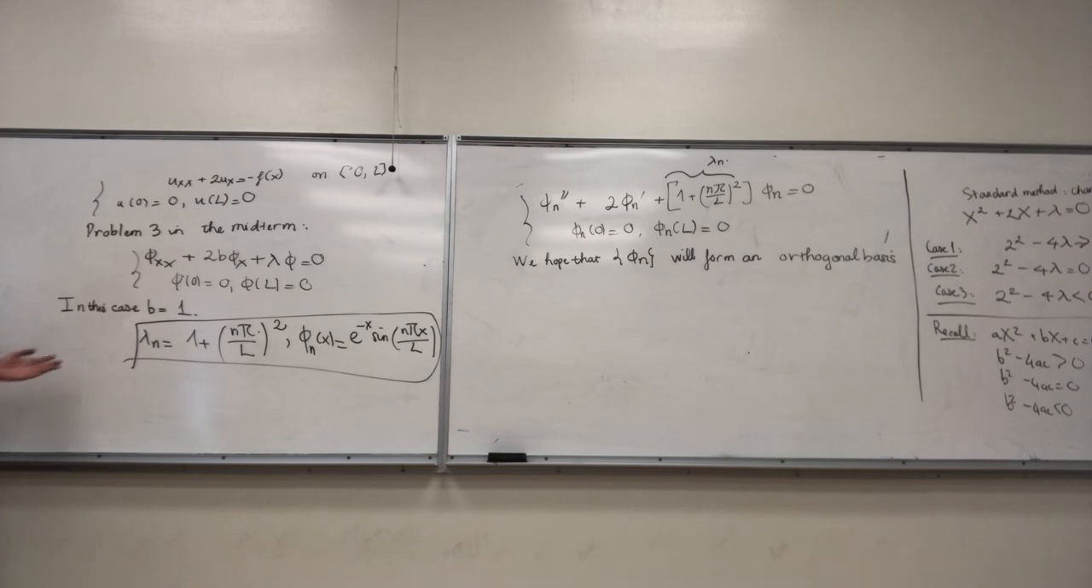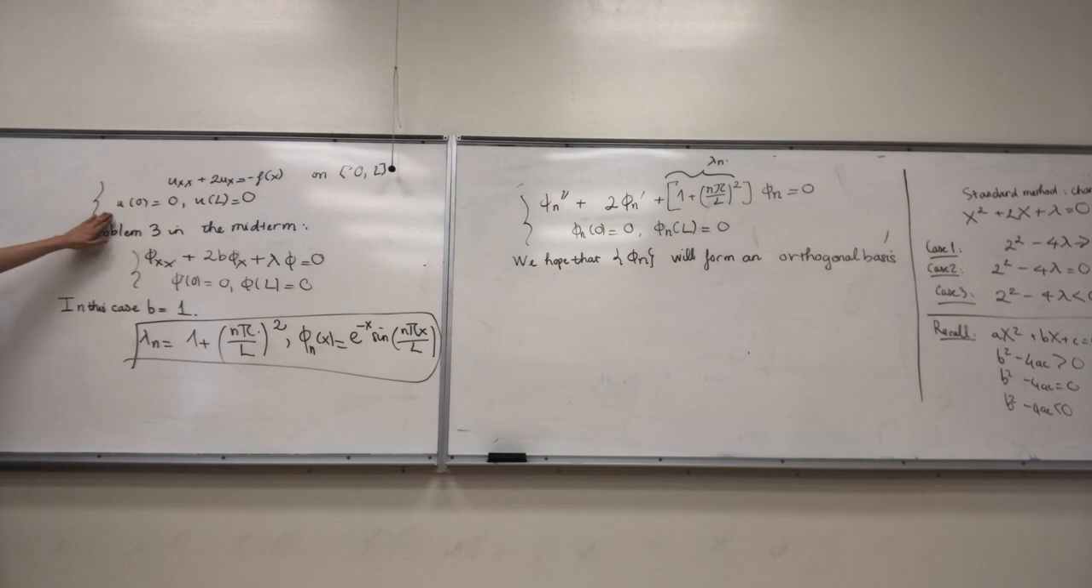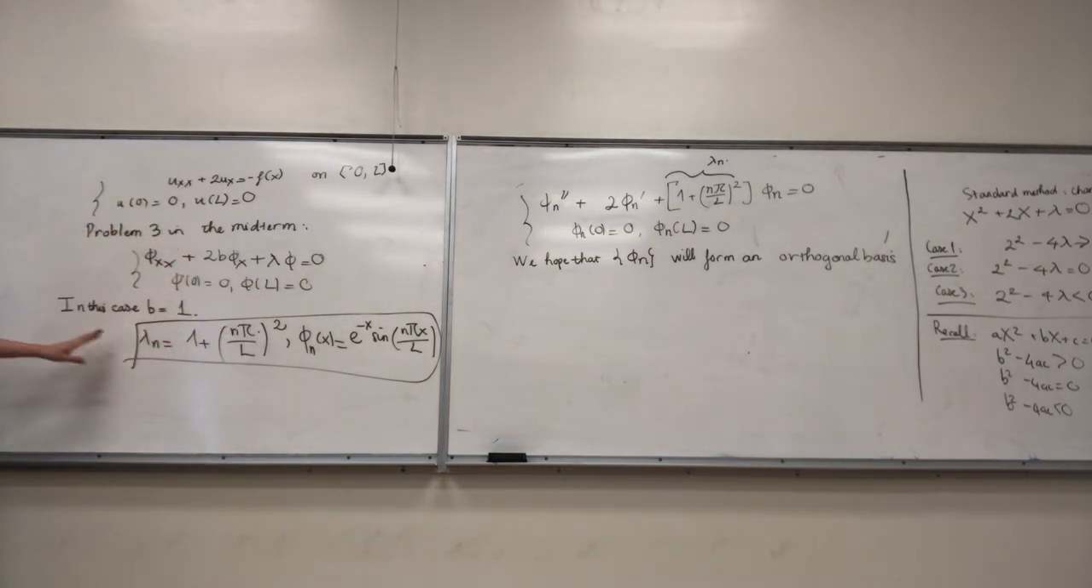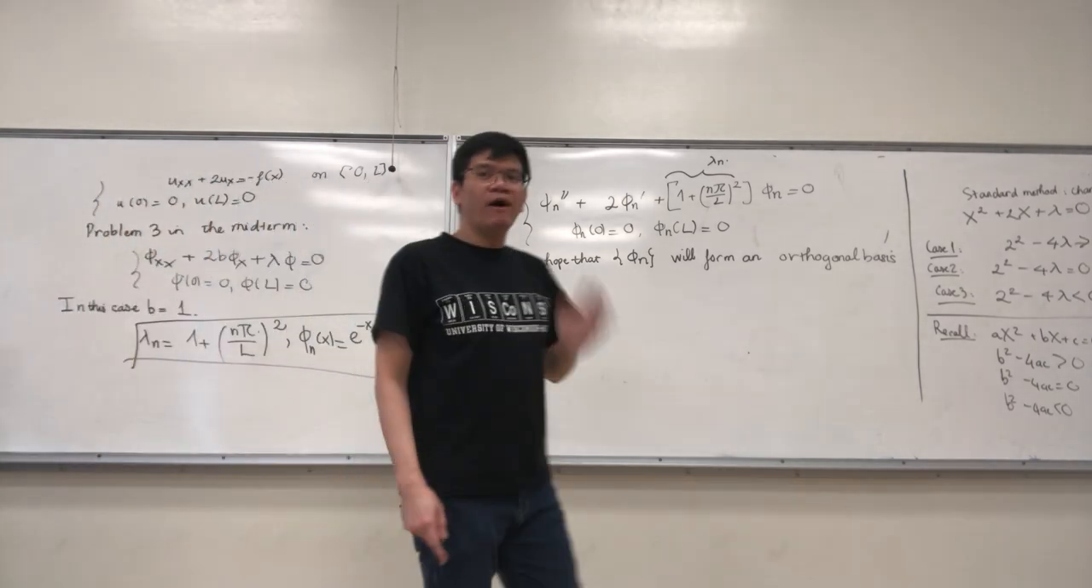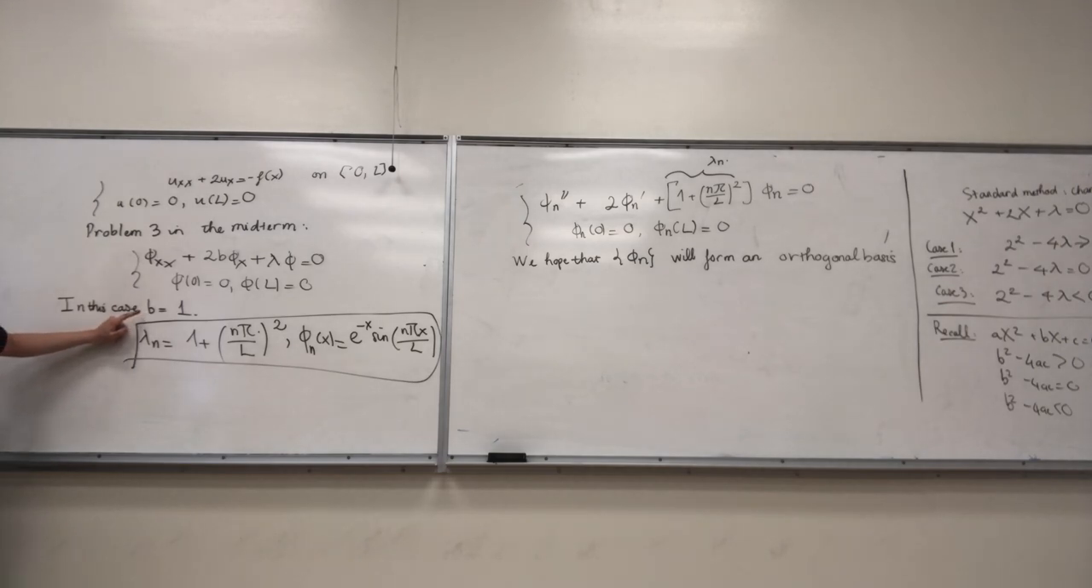But the point is that this basis is not orthogonal; they are not orthogonal to each other. So I'll explain again. In this case, we want to solve this problem: u xx plus 2 u x equals minus f, with zero Dirichlet boundary condition. By using the previous method, we try to solve the eigenvalue problem, this one, with the same boundary condition. This is something that we did in the midterm, and also solved in the previous class for a general case in which b can be any strictly positive constant. So this problem is just one special application of problem 3 in the midterm with b equal to 1.